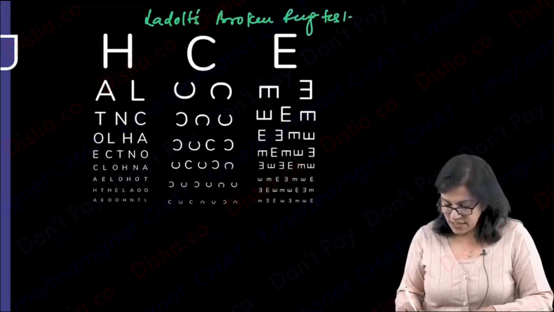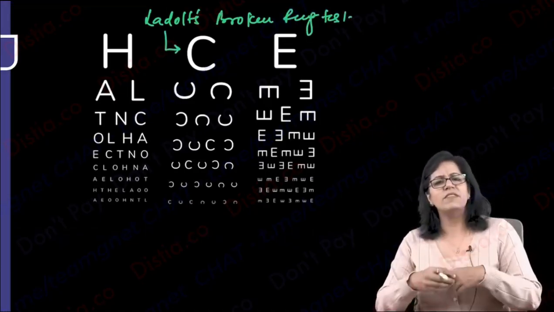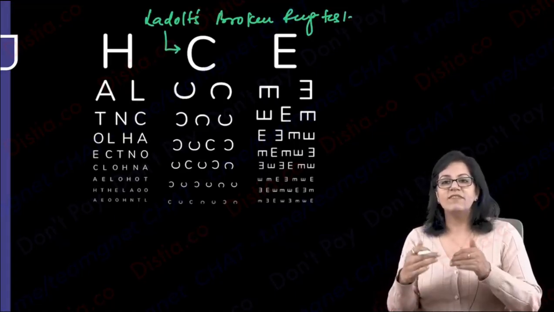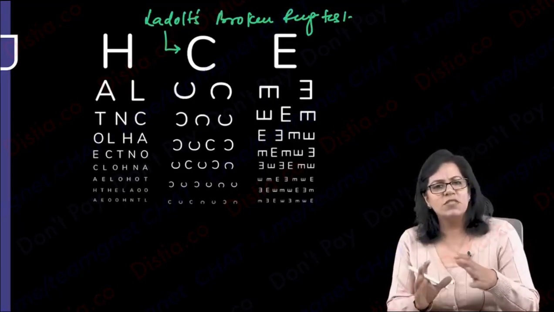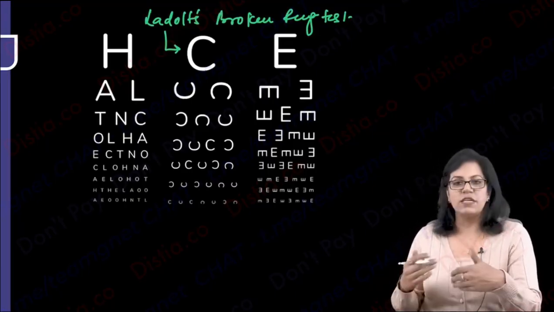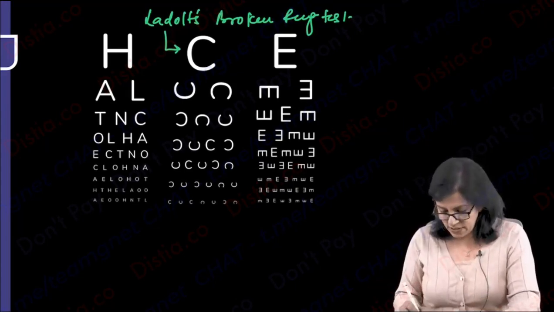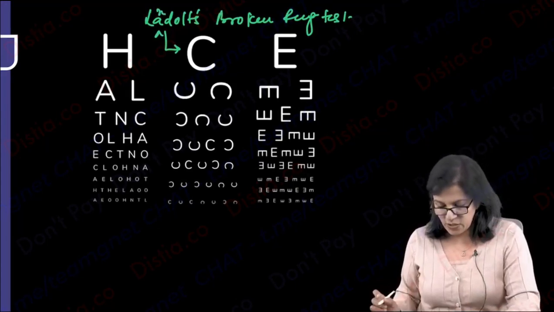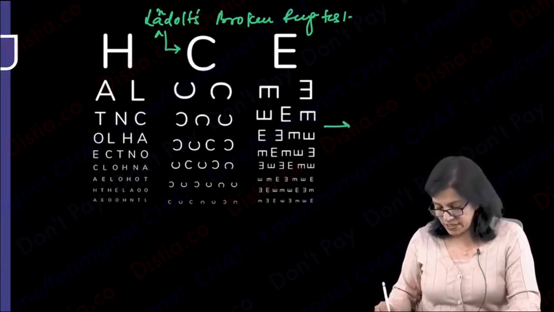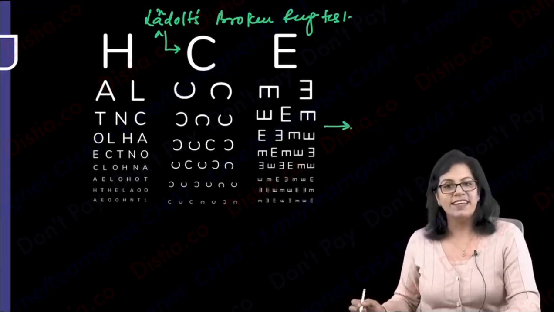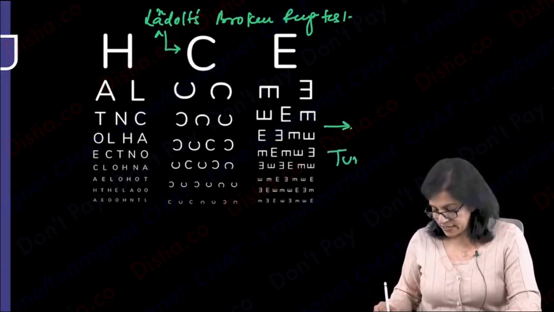This one, you just have to be familiar with the names. Understanding will not be a problem. Only what is the broken ring test, or what is this? So just be familiar with the names. If you read it 2-3 times, you will understand. So this is Landolt's broken ring test. Another could be when you are checking the direction of E. We can call it the tumbling E test. This is called the tumbling E test.